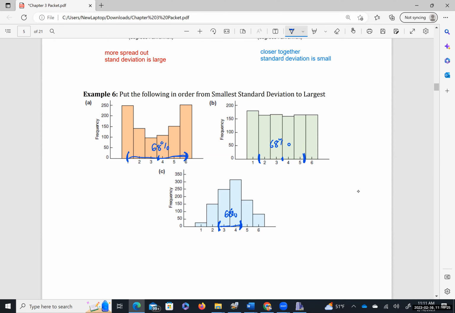So clearly, I would say the last one, C here, has the smallest standard deviation, and the data gets together. Okay. Closely.